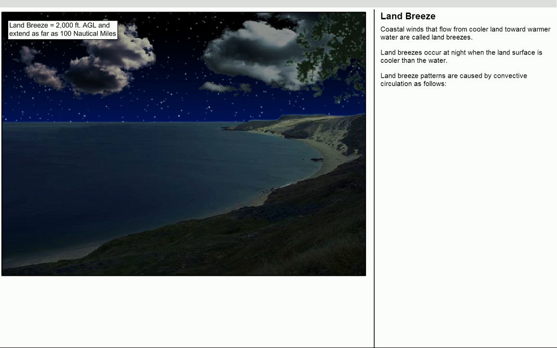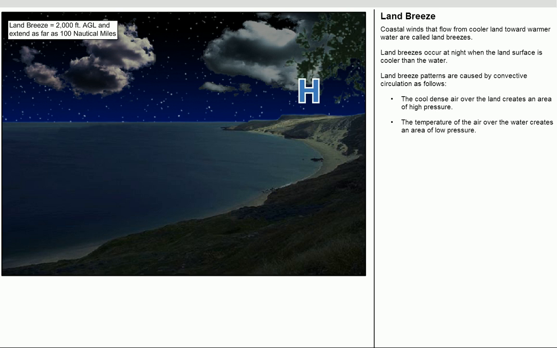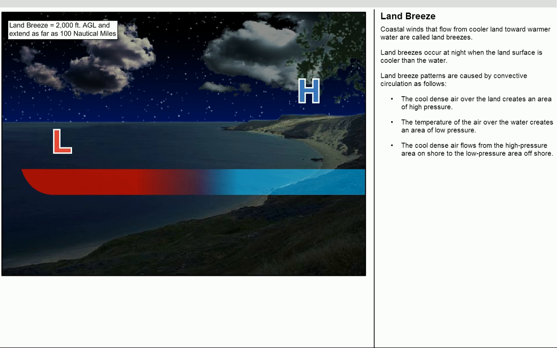Land breezes occur at night when the land surface is cooler than the water, because the air above the water remains warmer in comparison to the air above land. Like the sea breeze pattern, convective circulation causes the land breeze pattern. The cool, dense air over the land creates an area of high pressure. The temperature of the air over the water creates an area of low pressure.